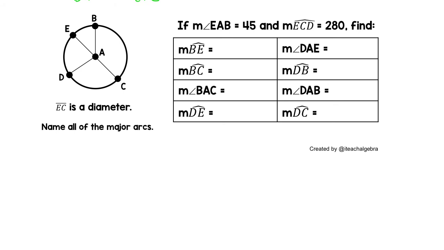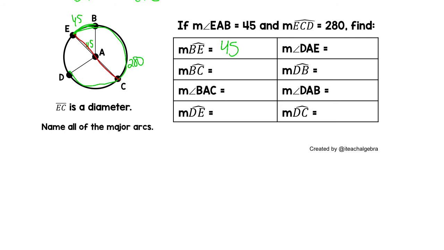We're going to do the table first this time. The measure of angle EAB is 45. And the measure of arc ECD is 280. So that's all of this is 280. And EC is a diameter. So that splits the whole thing in half. Find the following. The measure of arc BE, this one right there, that is what we've been told, 45.